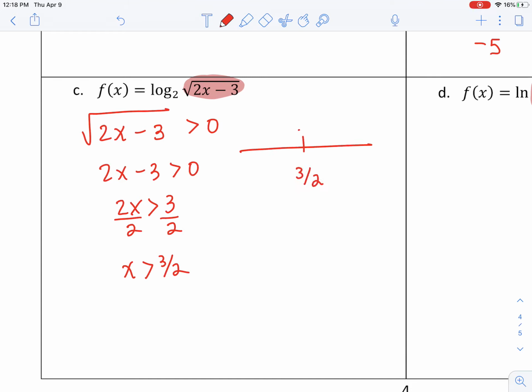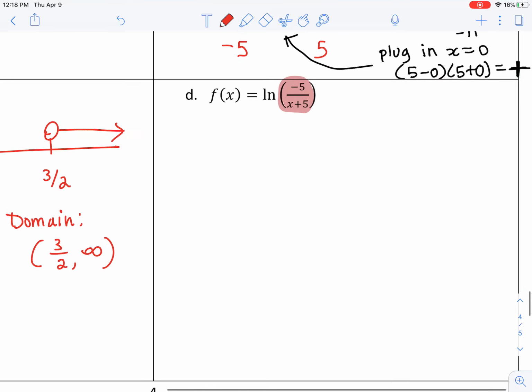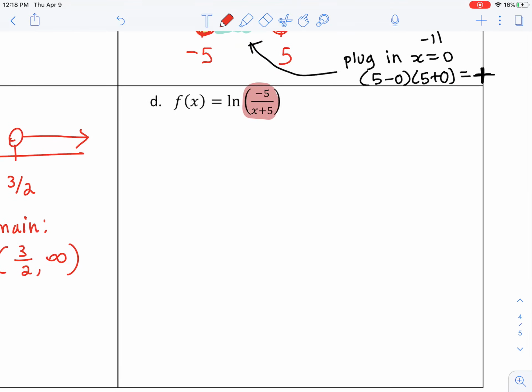We got that x has to be greater than 3 over 2. Therefore, the domain is 3/2 to positive infinity. Now, that one wasn't too bad, right? That one wasn't too bad at all. Let's do the last domain problem.